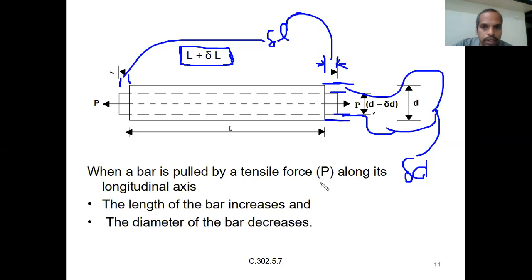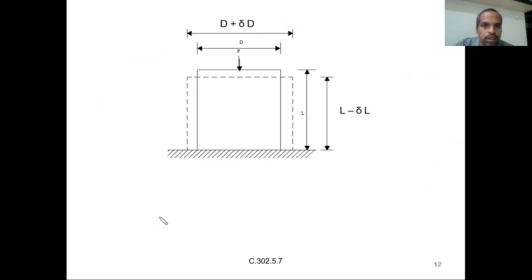When a bar is pulled by a tensile force, we have discussed it, right? So if we take another case, it is a compressive load. This is a member, and this load acts on it. So the load P is acting, the original length is L, and it becomes L minus delta L, and the diameter becomes D plus delta D, right?